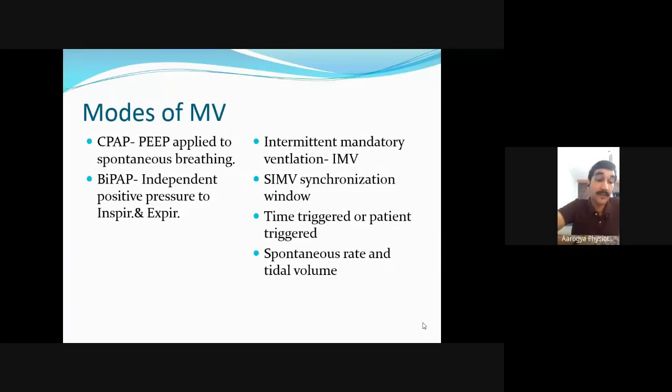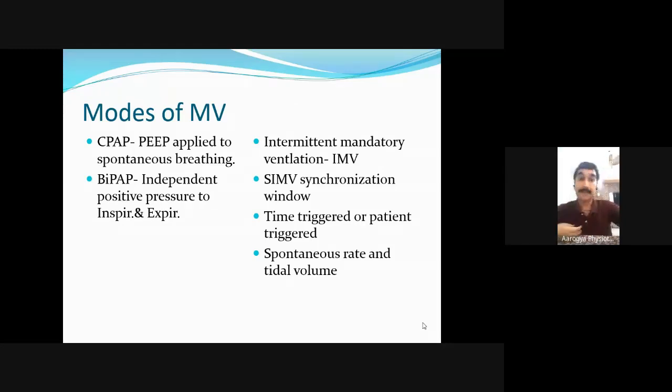Now, we have a very commonly used weaning mode, the SIMV mode, synchronized intermittent mandatory ventilation. It has a synchronization window. The synchronization window is the time interval which the ventilator gives to the patient, and it senses whether there is any spontaneous respiratory activity of the patient or not. If there is, the ventilator will sense and assist the patient. So the ventilator works in synchrony with the patient. That is why it is called synchronized intermittent mandatory ventilation. If the patient does not, then the ventilator will give a mandatory breath, as we have said. That is why it is intermittent mandatory.